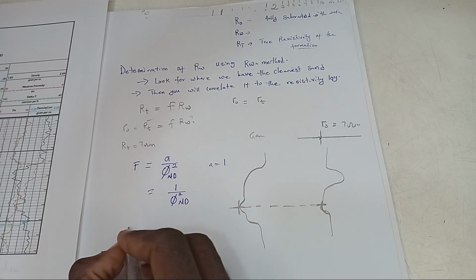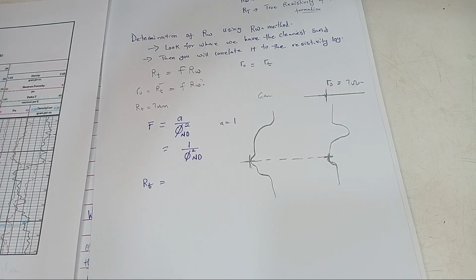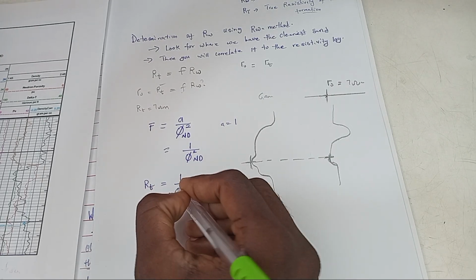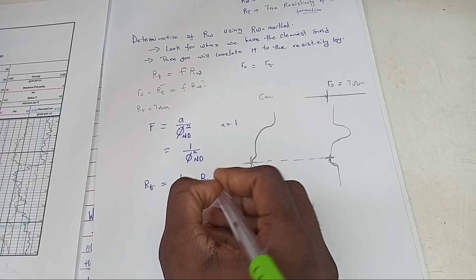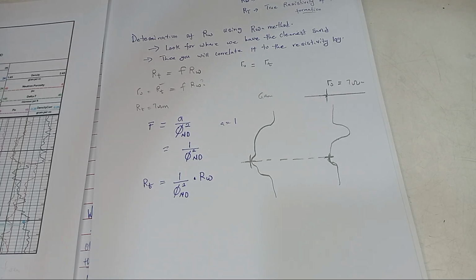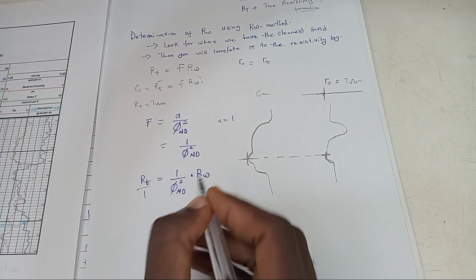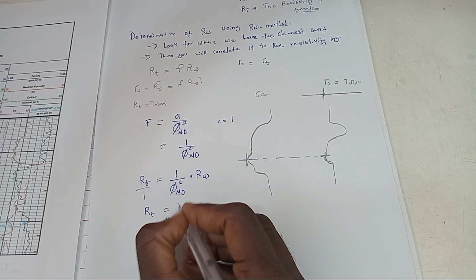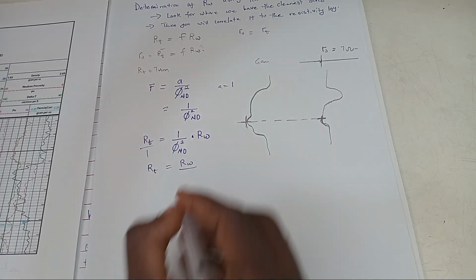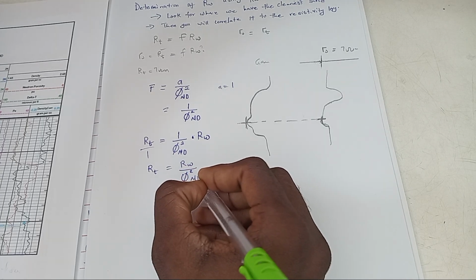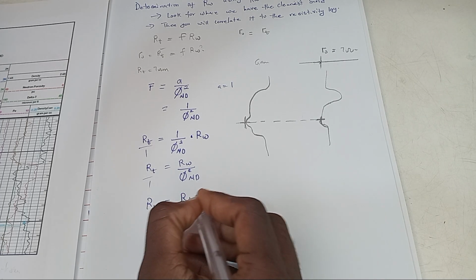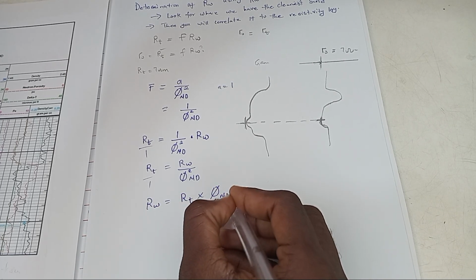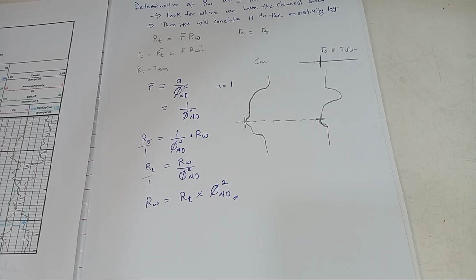So in our calculation, we just substitute our formula as Rt is equal to 1 over the neutron porosity log, all squared, times Rw. And we can just cross multiply. So Rw will now be Rt times the neutron density porosity log, all squared.